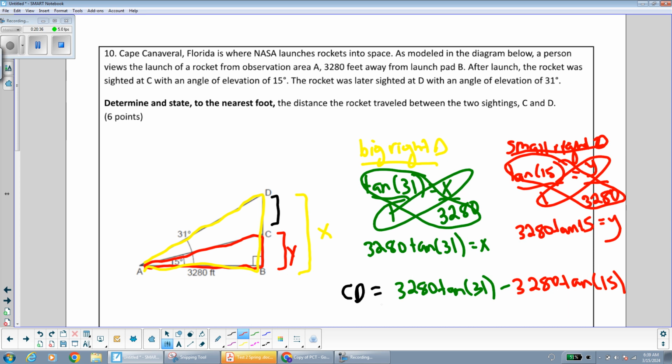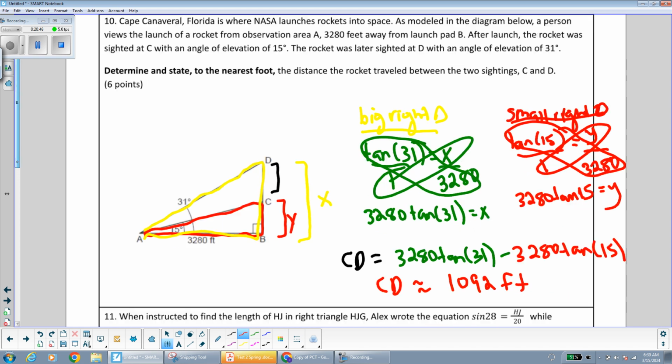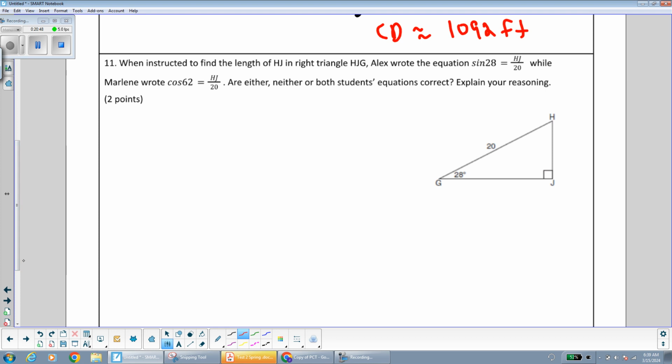And CD is approximately 1,092 feet, rounding to the nearest whole number. Okay, this one over here, Alex and Marlene are both correct. In your explanation, you do need to explain why they're both correct.